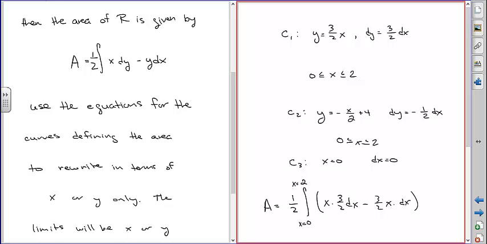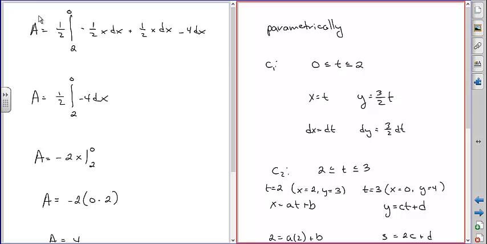I was just thinking about it, because what we would have done in the past would have been to parameterize these, but they're saying to use the equations for the curves defining the area to rewrite the terms for x and y only, or x or y only, and the limits will be, so let's see what that means, because I've forgotten.